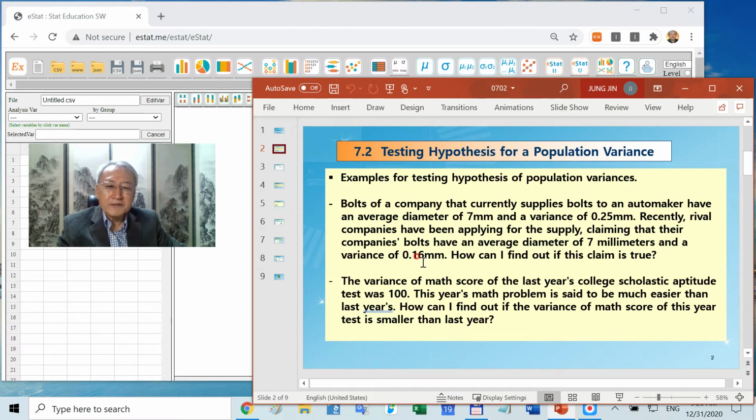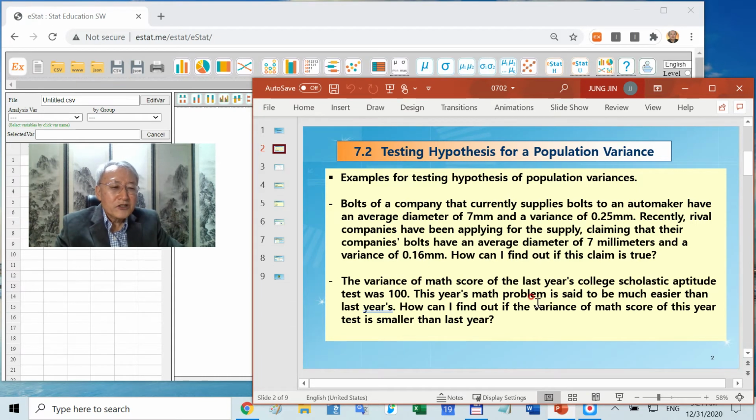Why is it better? Well, in the case of some products, the variance is a matter of quality. If you are making the same product which has the same mean, like diameter is 7 millimeters, but the variance is small, that means the quality of your product is better. We want to check that. That's the motivation of this testing hypothesis.